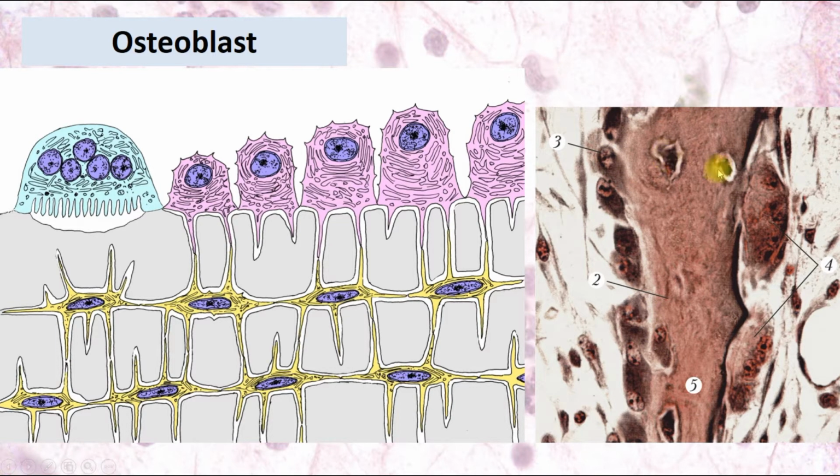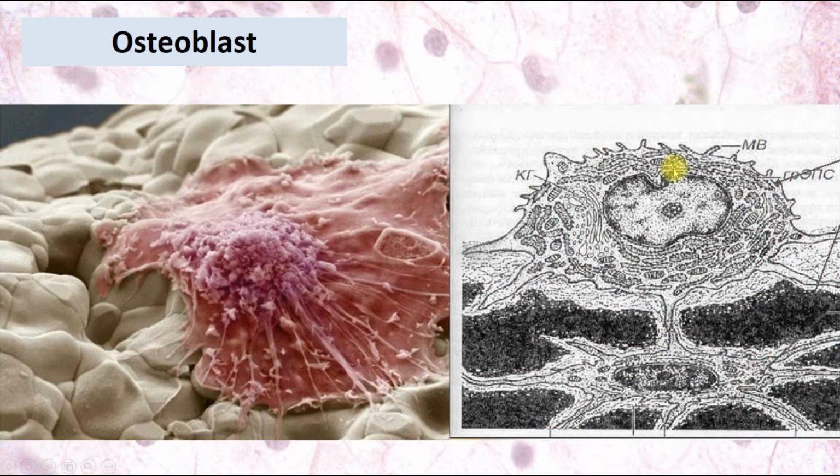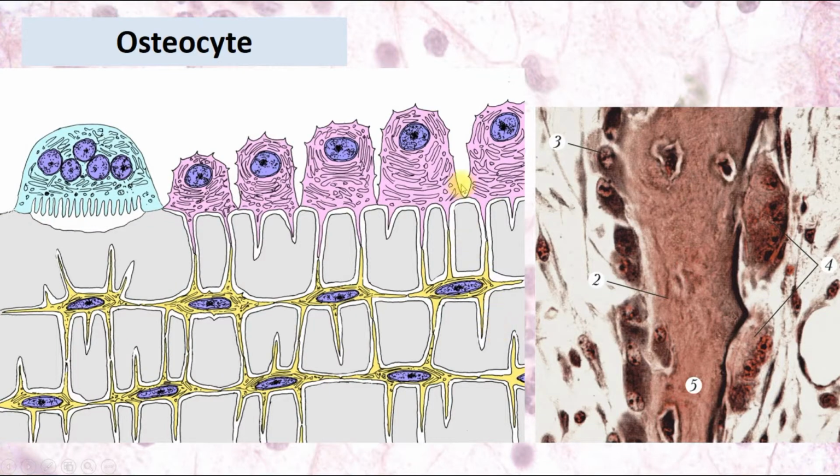Inside we have osteocytes. Here we can see osteoblast, it's a superficial cell. Here we can see this cell, and it covers the surface of the bone, and their main function is production of the matrix of the bony tissue. And then they are going deeper. They surround themselves with matrix, and now they are called osteocytes.